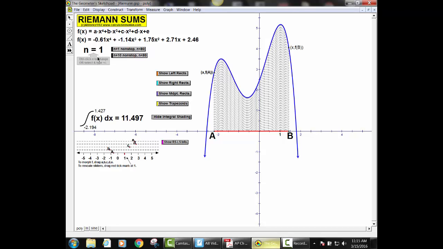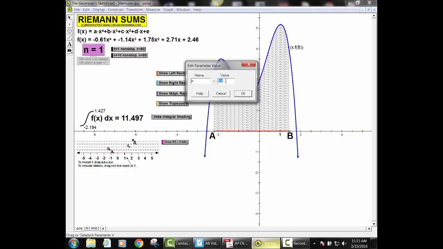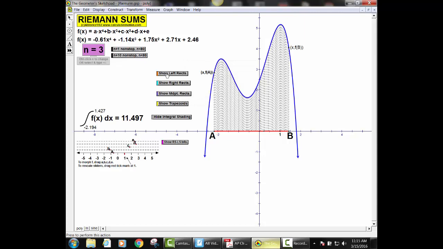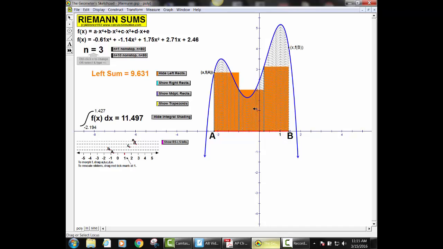So I'm going to double click and start with, say, 3 rectangles. I'm going to show you what are called left endpoint rectangles. That gives me a pretty good approximation, since I know how to find the areas of rectangles. I do have some underlap here that I've lost out on, and a little bit of overlap.